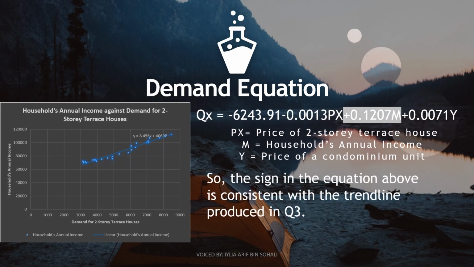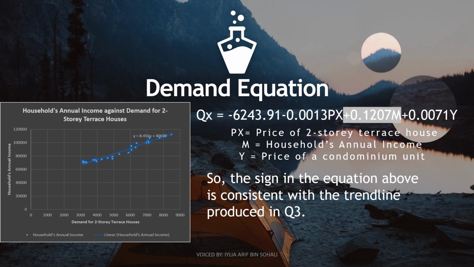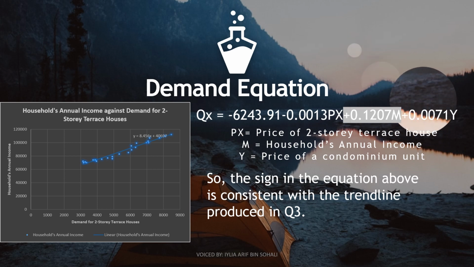From the demand equation below, the sign of the variable M is positive. That means if the household annual income increases by 1 ringgit, demand for 2-story terrace houses will increase by 0.1207. As we can see from the graph, there is positive relationship between households' annual income and demand for two-story terrace houses. Hence, the sign in the equation is consistent with the trend line produced in question 3.